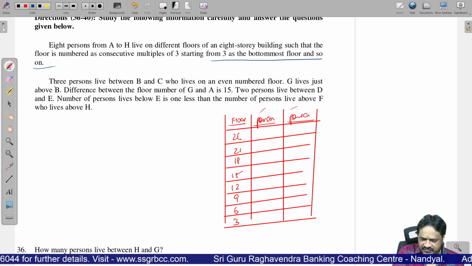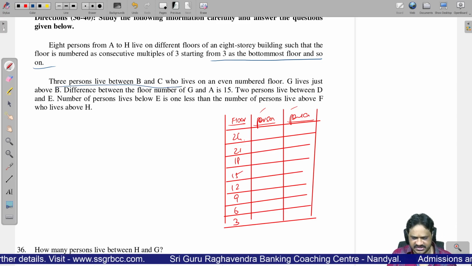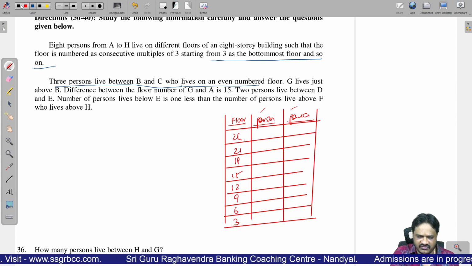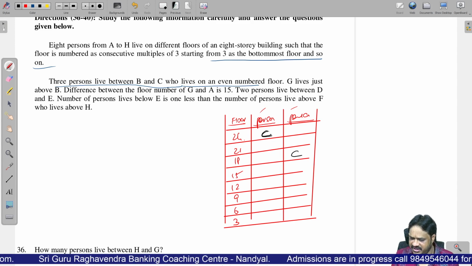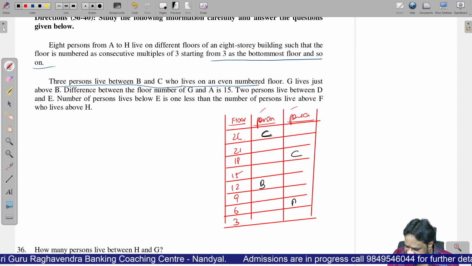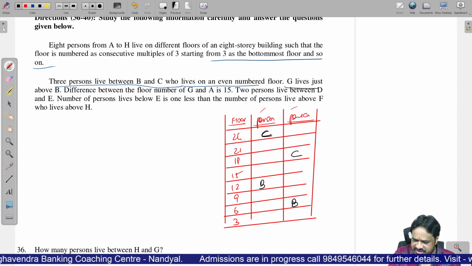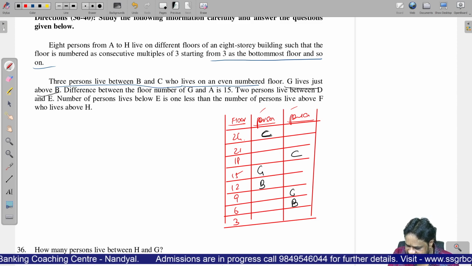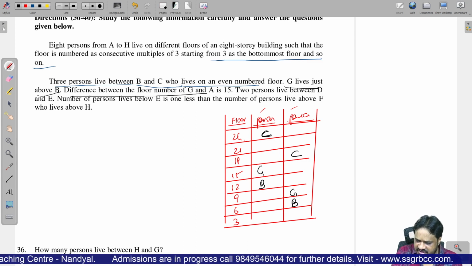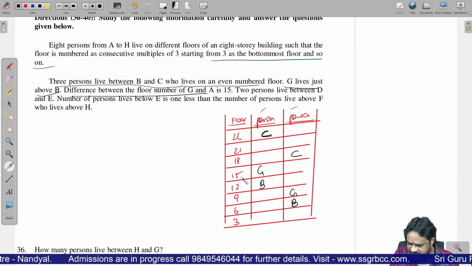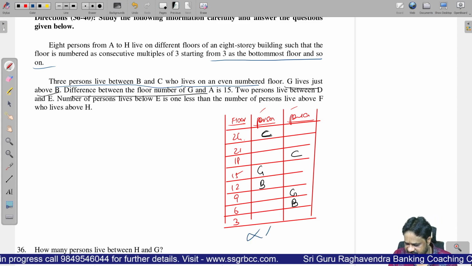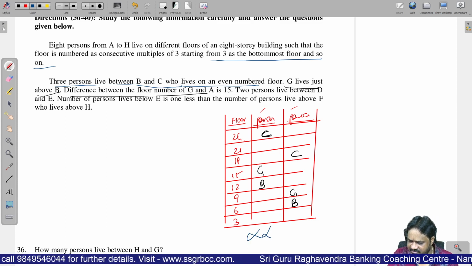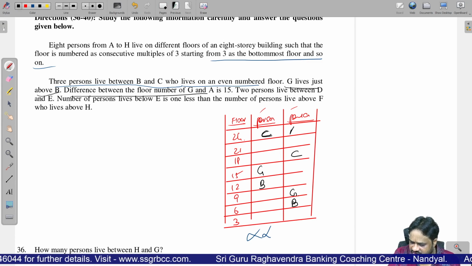Let us try. There are three persons between B and C. C is living on the even number floor. So C can be on 24th or C can be on 18th. There are three persons between C and B. Now, G lives just above B. Difference of G and A is 15. G and A difference 15 means 15 plus 15 should be 30, but we don't get 30 here. So this is definitely wrong. This is 9. 9 plus 15 is 24. So 24th floor will be A.